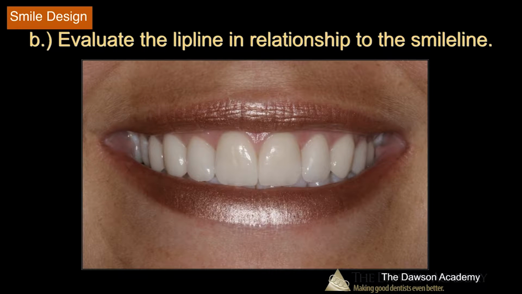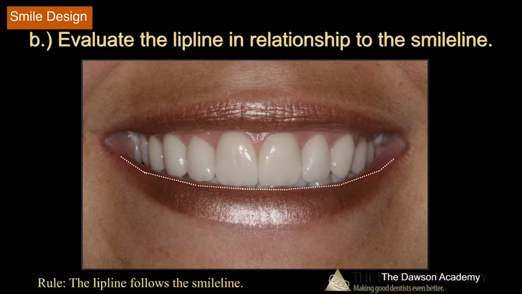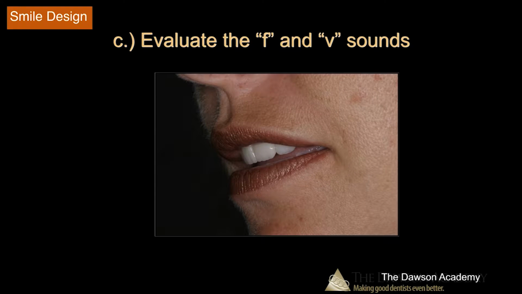We also look at how this edge fits against your lower lip when you smile. The rule is the lip line follows the smile line. One of the most unattractive smiles we see is when you have a beautiful curve to the lip and the edges go the other way, and all we see is a big black space in the front there. So if the edges follow the curve of the lip, there's no space seen, and that's the prettiest type of smile. And the last thing we do to figure out where these edges should be is we test it with the F and V sound.